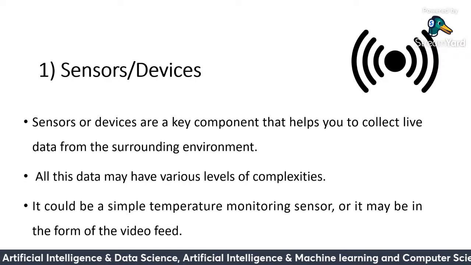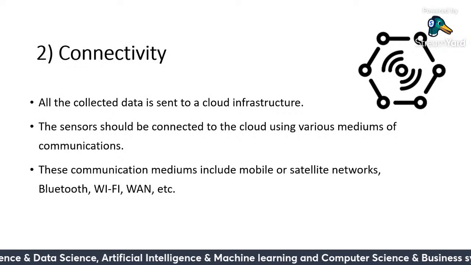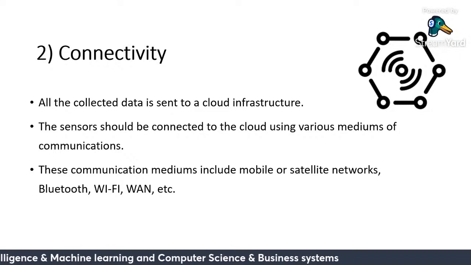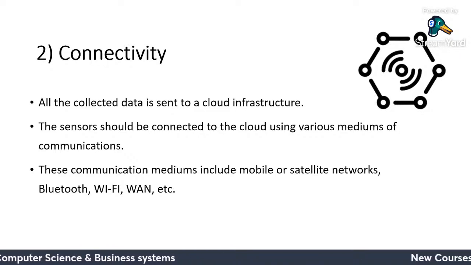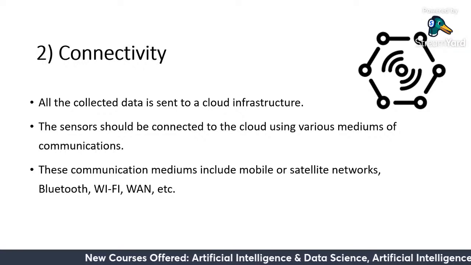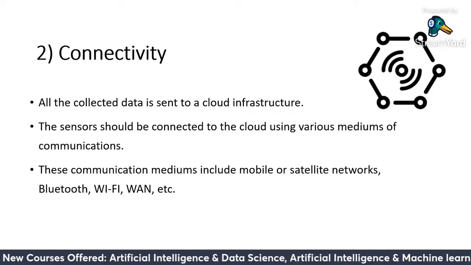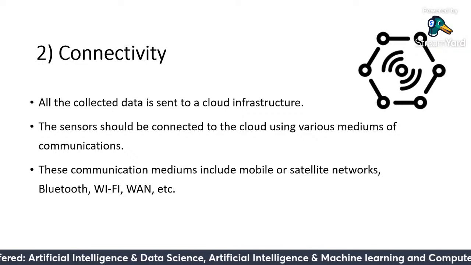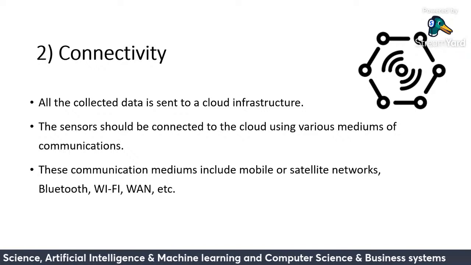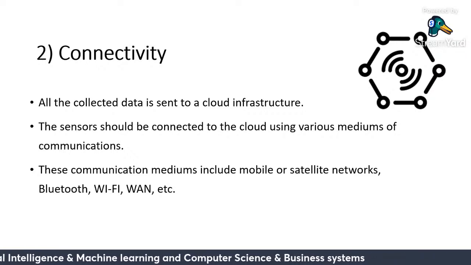So sensors are used. And connectivity. Connectivity plays a major role in IoT devices. The communication mediums are Bluetooth, Wi-Fi, WAN, etc. Probably IoT uses Wi-Fi at 2.4 GHz, not 5 GHz, because 2.4 GHz has a higher range of transmission, but the transmission speed is low. Whereas Wi-Fi 5 GHz has a low coverage area, but a higher speed of transmission.